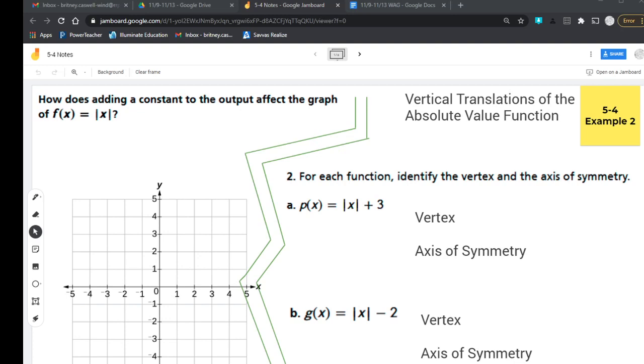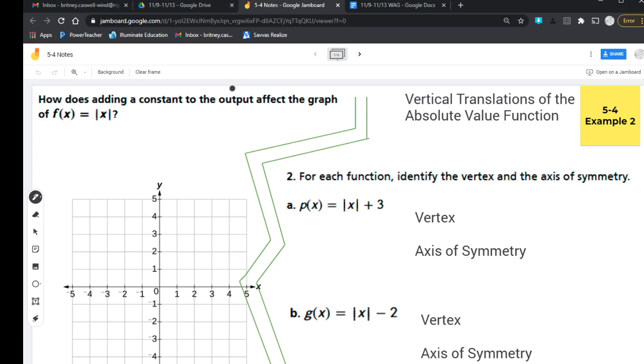In this video, I'm covering example 2 from section 5-4 in the SavvasRealize Algebra 1 textbook. So the goal of this video is to understand vertical translations of an absolute value function. Alright, so the example starts out, it says, how does adding a constant to the output affect the graph of f of x equals the absolute value of x?